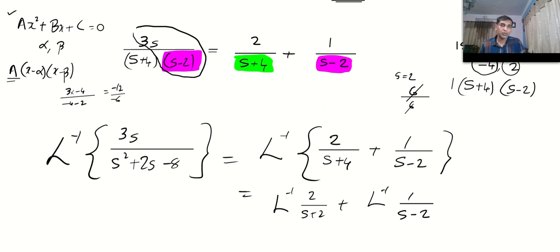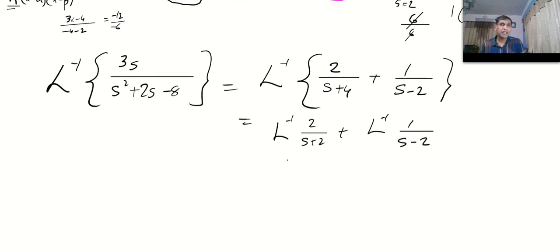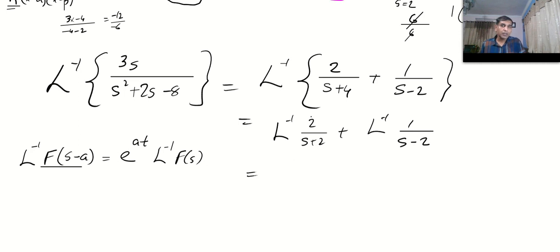So you'll get Laplace inverse of 2 divided by s plus 4 plus Laplace inverse of 1 by s minus 2. If you know the formula, you can write the answer directly, or you can use the inverse shifting property. Do you remember the inverse shifting property? If you have Laplace inverse of f of s minus a, you will write e to the power at and take Laplace inverse of f of s. So this 2 goes outside and e power minus 4t, I know the formula directly, plus this is e to the power 2t.